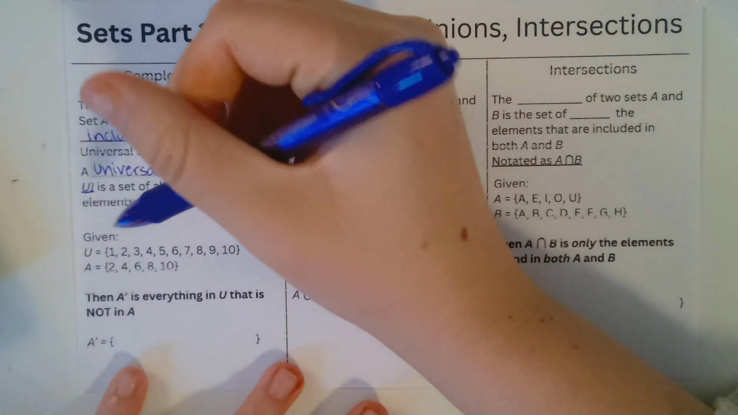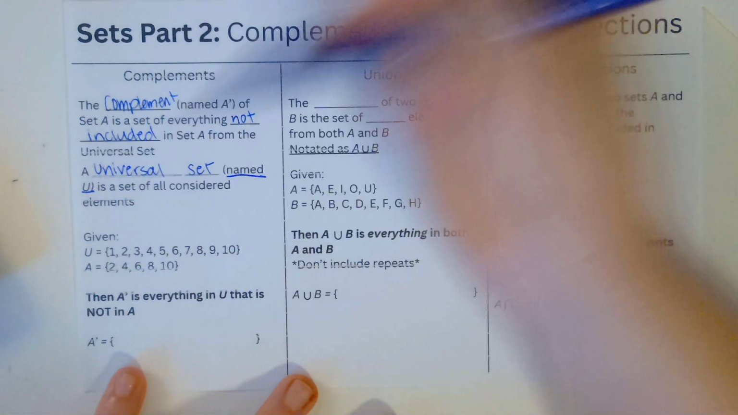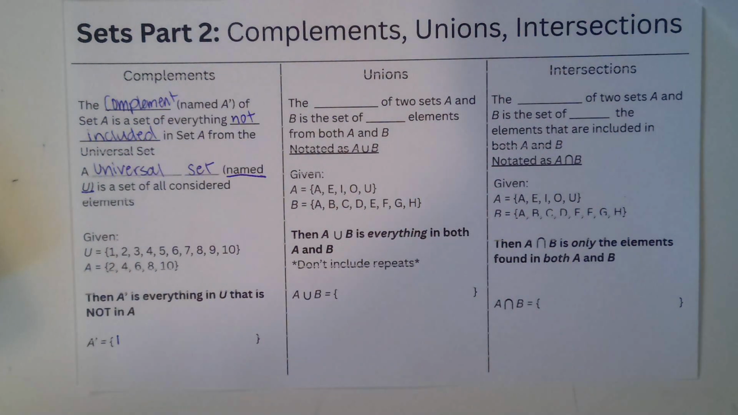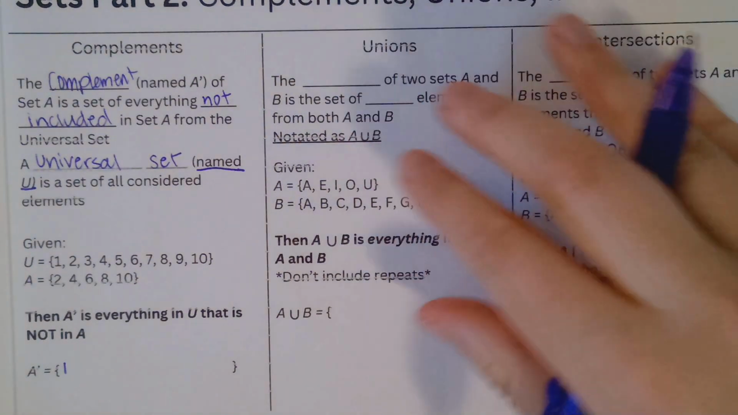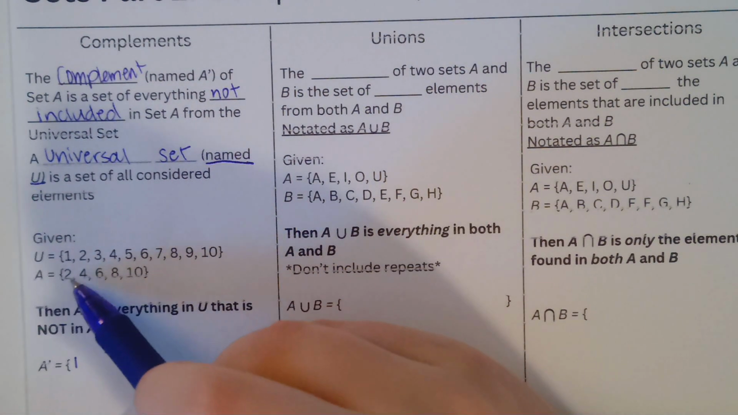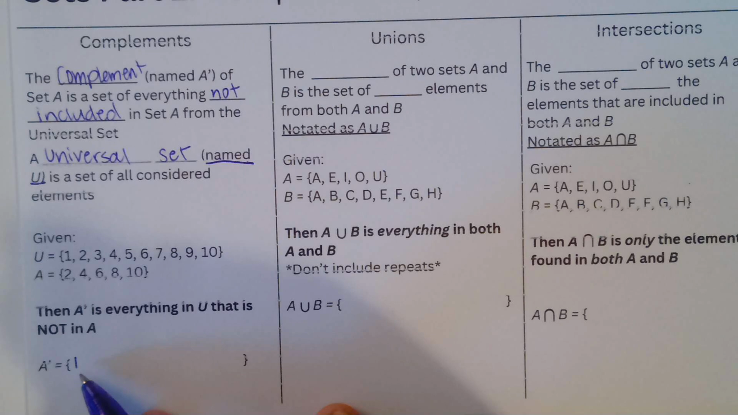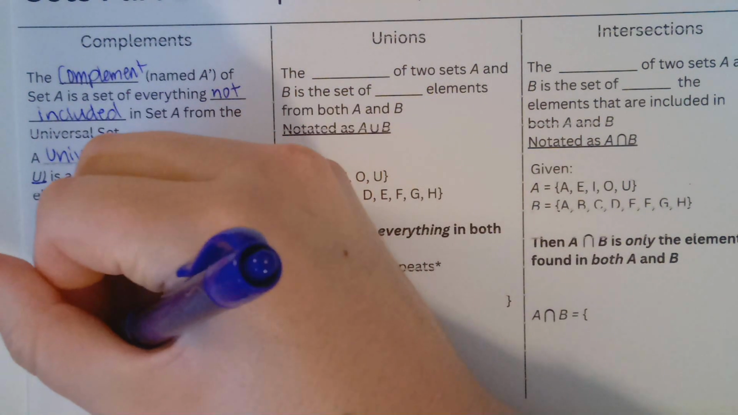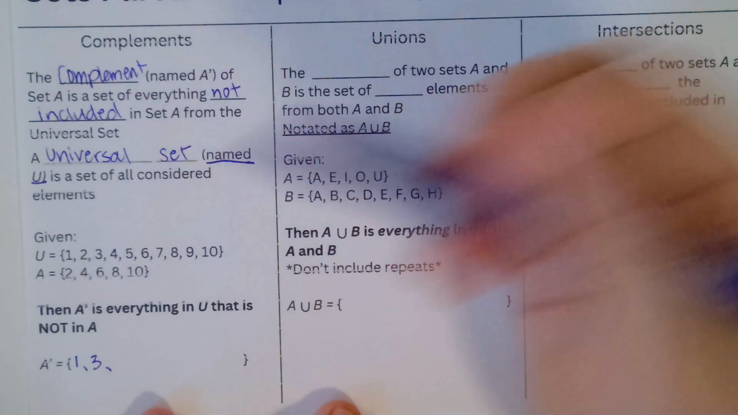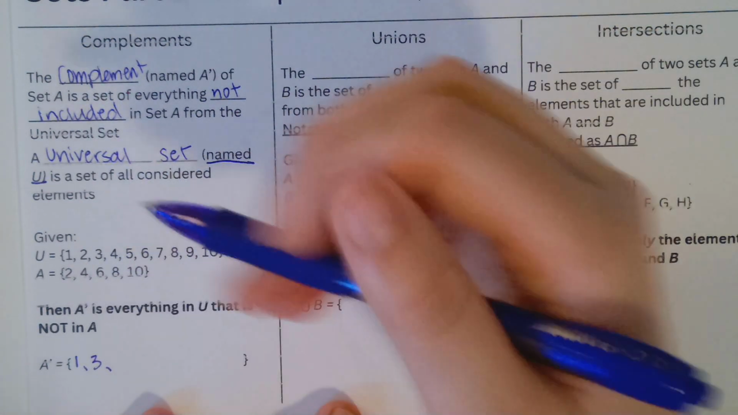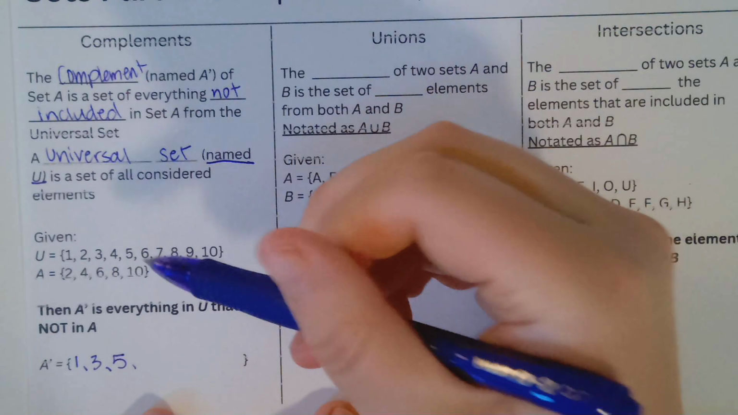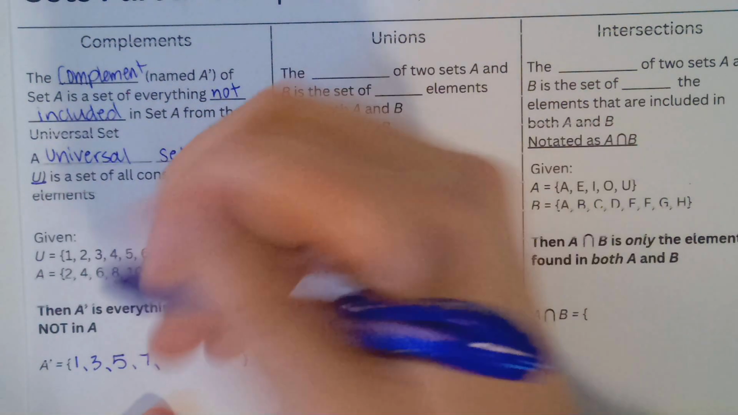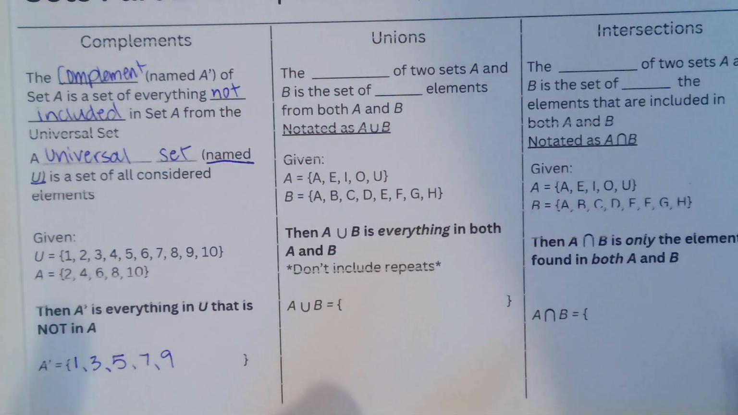So in this case, I would go through and say, okay, is 1 in A? No. So our 1 has to go in our A complement. I'm going to zoom in just a second. After that, I would say, is 2 in there? Yes, 2 is in there. So I do not include 2 in A complement. After that, though, I do not see a 3, so I would put a 3. I do see a 4, so I wouldn't write a 4. I don't see 5, so I'm going to put a 5 there. I see a 6. I don't see 7. I see an 8. I don't see 9. And then I do see a 10.